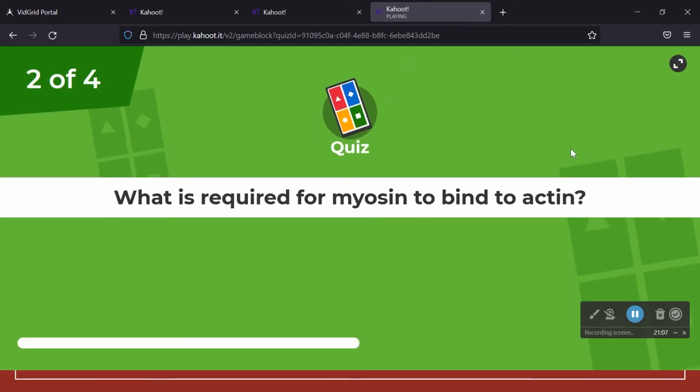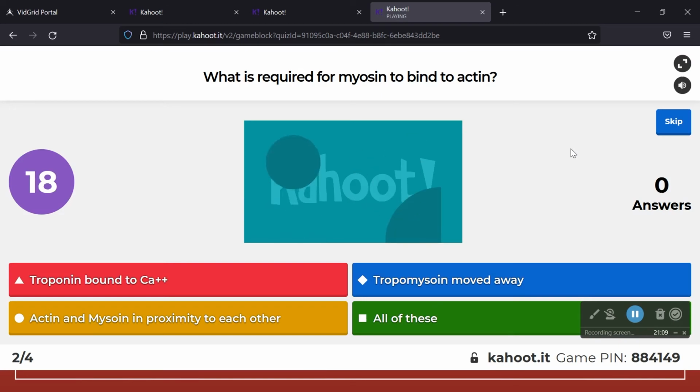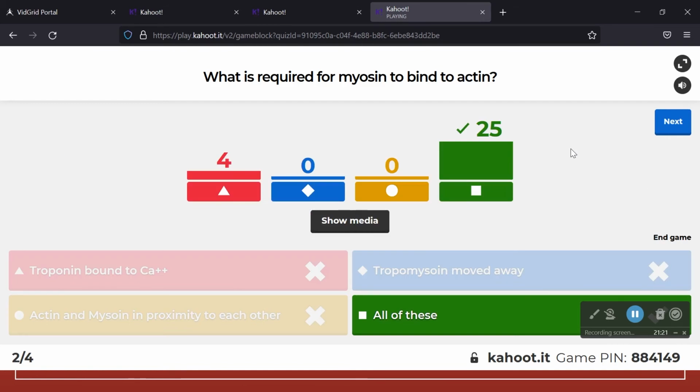All right, what is required for myosin to bind to actin? All right, good. Yeah, that's all of those. Why? Because you got to have all of them. The triggering factor is the first one. Troponin binds to calcium, or calcium binds to troponin is probably the more proper way to say it. That causes tropomyosin to move. That exposes the binding sites on actin, and then actin and myosin, if they're close to each other, will bind.